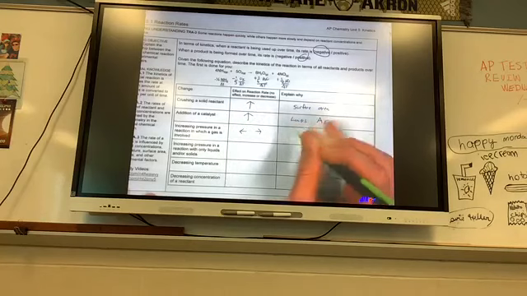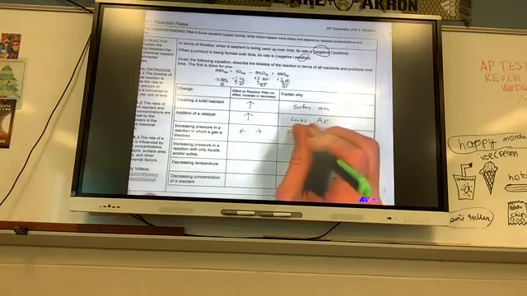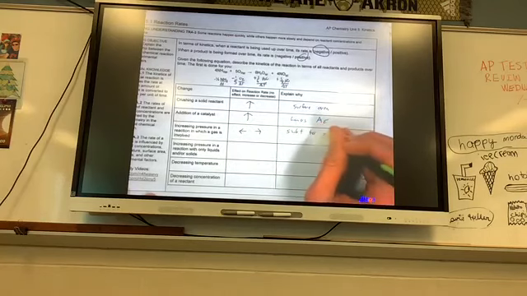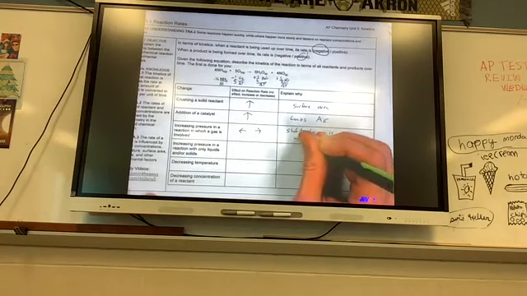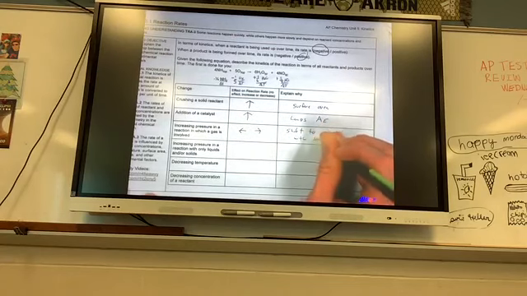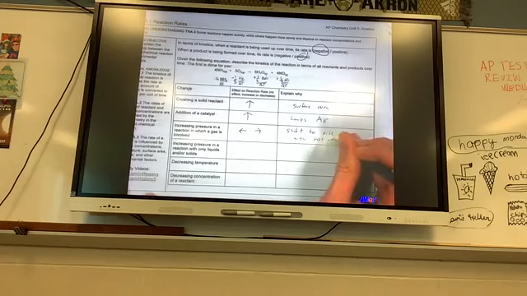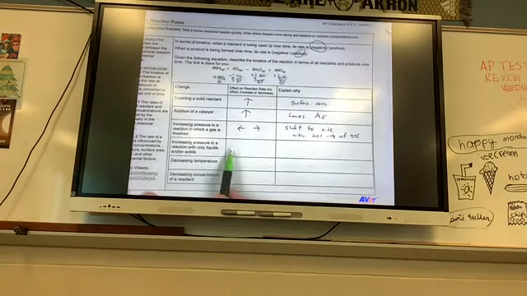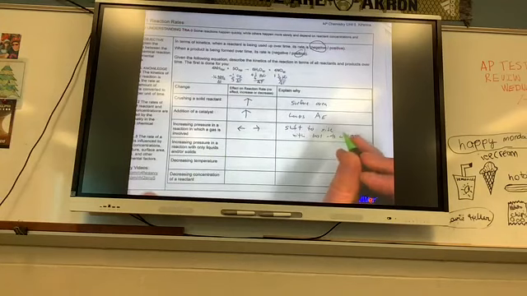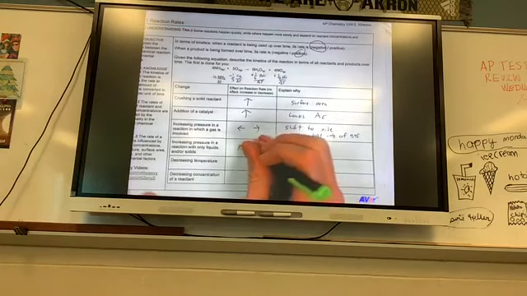Increasing pressure in a reaction in which a gas is involved, I would say this could be either. This is going to shift to the side with the least moles of gas. Increasing pressure in a reaction with only liquids and or solids, none.